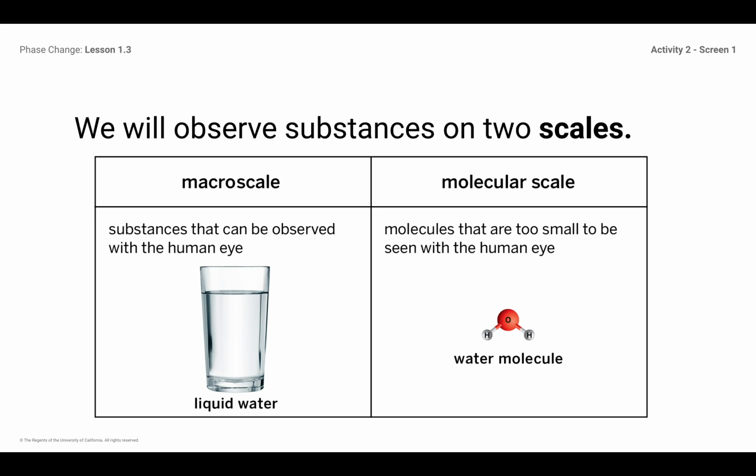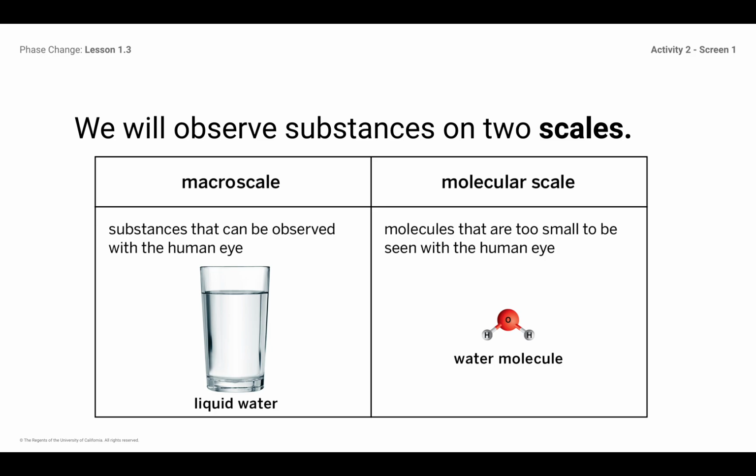So we're talking about observing substances on two scales. I've already introduced the term macro scale. That means substances that can be observed with the naked eye, with no assistance from any kind of tools. And then we have a scale called the molecular scale. If you look at the word molecular, it's an adjective describing molecules. Molecules that are too small to be seen with the human eye are what makes up matter, and they behave in a certain way, and it's that behavior that we need to look at.